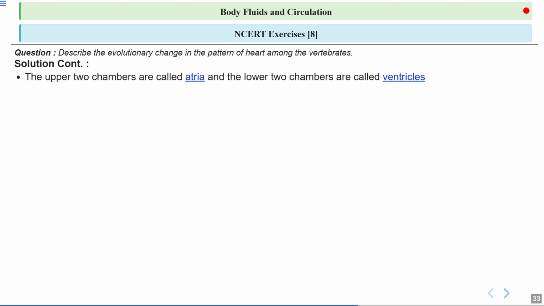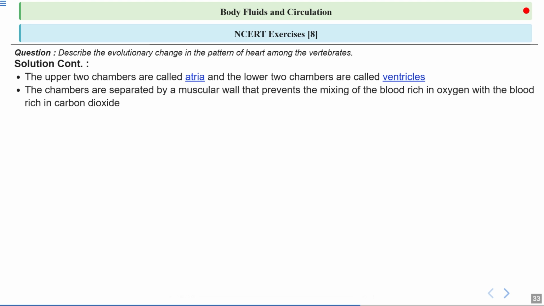Okay, now the upper two chambers are called atria and the lower two are known as the ventricles. The atria act like entry halls where blood first arrives, while the ventricles are like powerful pumps that send blood out to the lungs and the body. Now this division is key for efficient blood flow as well. Okay, now these chambers are separated by a muscular wall, also known as the septum. Now, this wall is essential because it keeps oxygenated blood from mixing with the oxygen-poor blood.